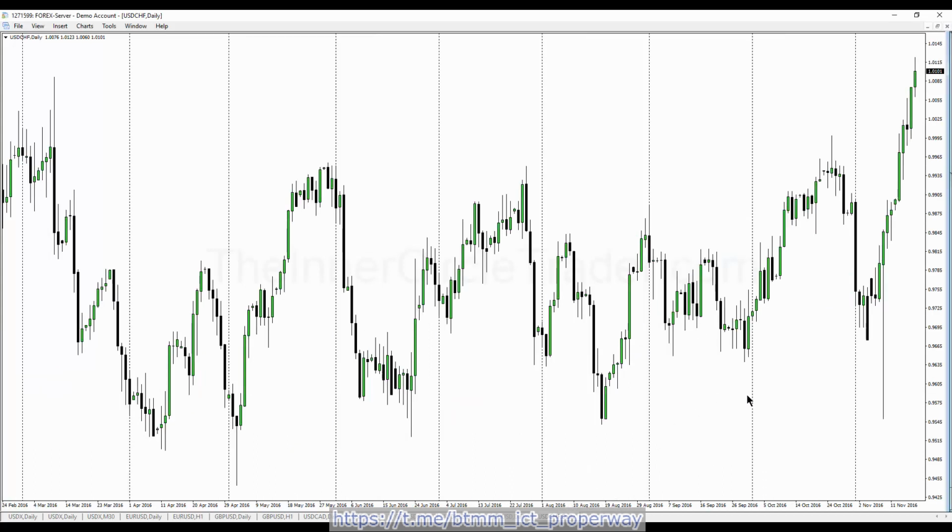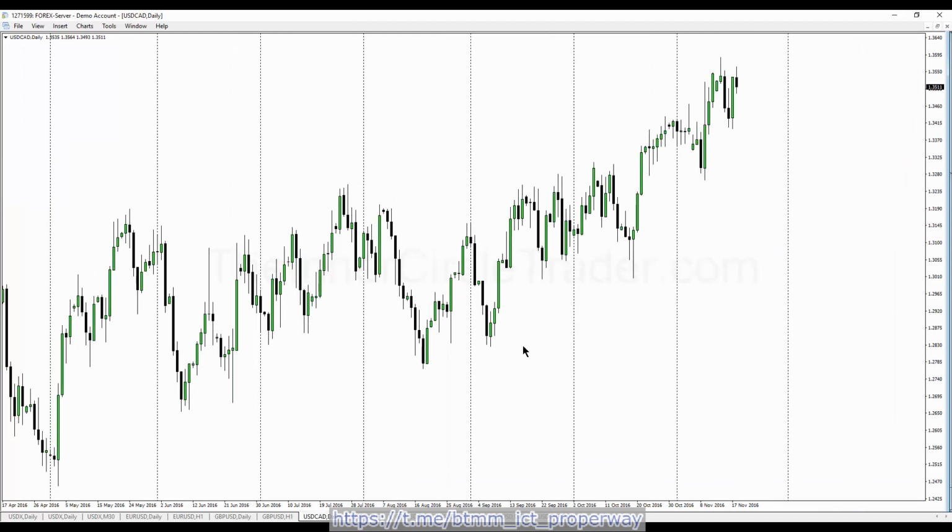Here's September, this month here. First week of September, it rallies. Last week of September, it rallies. So we see that same effect appearing in that dollar pair as well. Let's take a look at the dollar CAD. Here's September, the first week of September, it rallies, and the last week of this month of September, it rallies again as well.